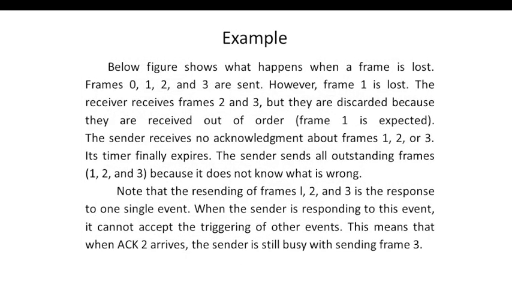This diagram shows what happens when a frame is lost. Frames 0, 1, 2, 3 are sent. However, frame 1 is lost. The receiver receives frames 2 and 3, but they are discarded because they are received out of order. Frame 1 is expected, but the receiver gets frames 2 and 3. The sender receives no acknowledgement for frames 1, 2 and 3.